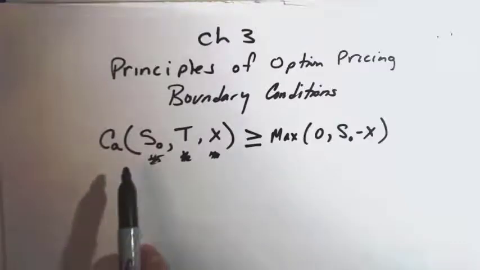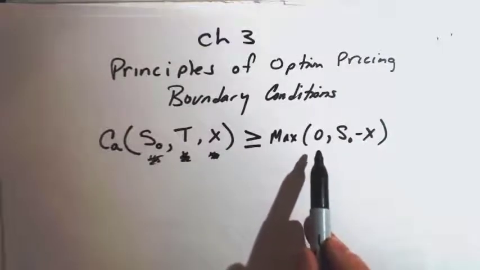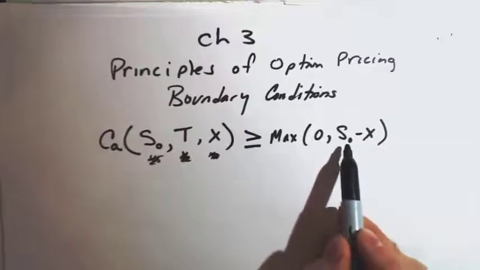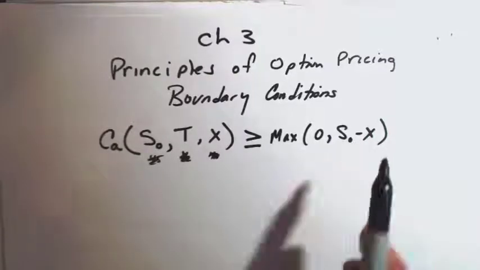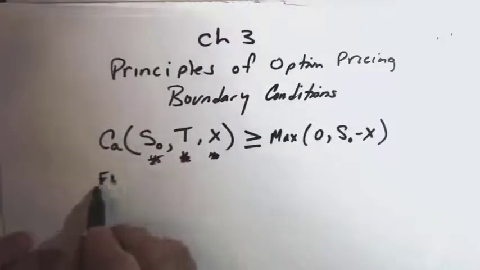So what it's saying is, look, the value of a call option is either 0 if it's at or out of the money, the option is worthless. And if it's in the money, this is how much it's worth: S minus X, the intrinsic value. So let me give you an example.